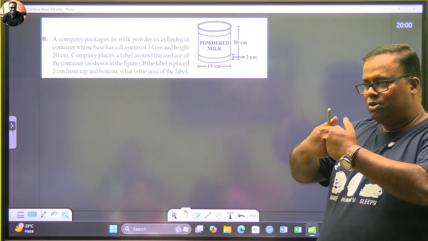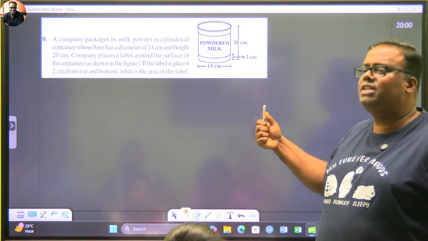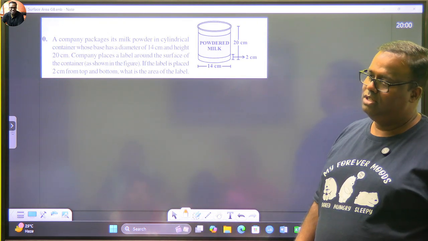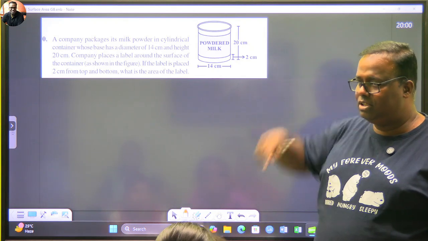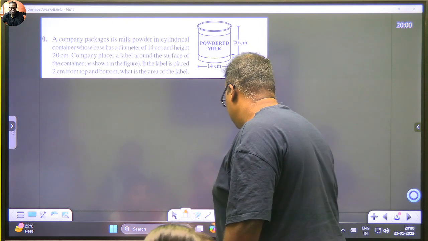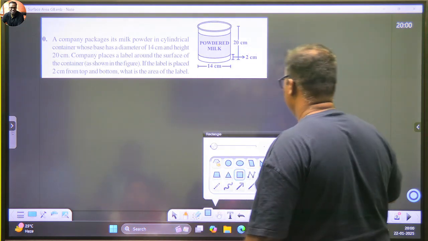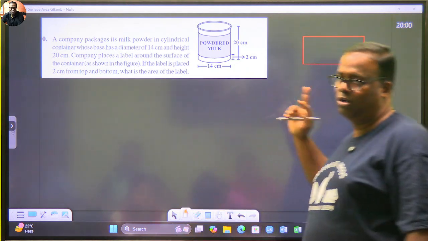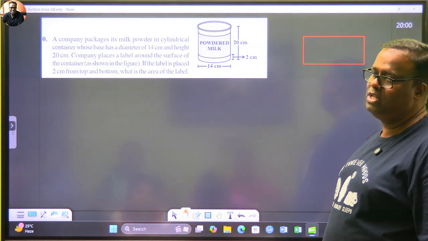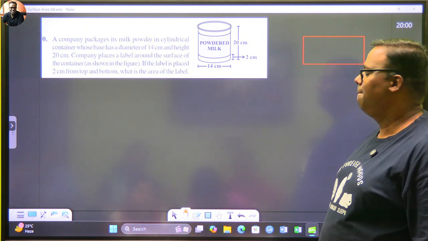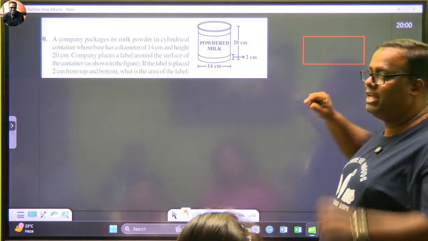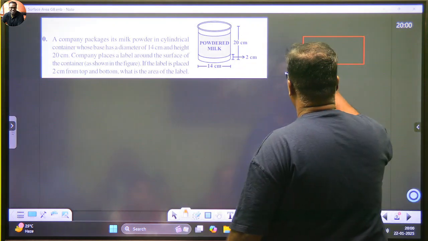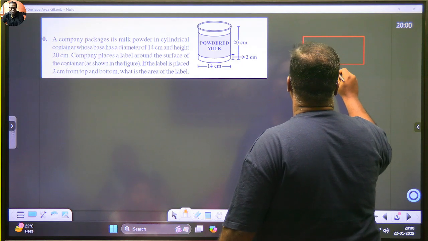Before the label was put, what is the shape of the label? Rectangle. Rectangle has been wound around the cylinder. Have you understood? So the length of the rectangle or the label, let's make the label first. Okay, suppose this is my label. This label will be actually turned around the bottle. So what should be the length of the label usually? Length of the rectangle, length of a label should be what in the cylinder? Circumference.